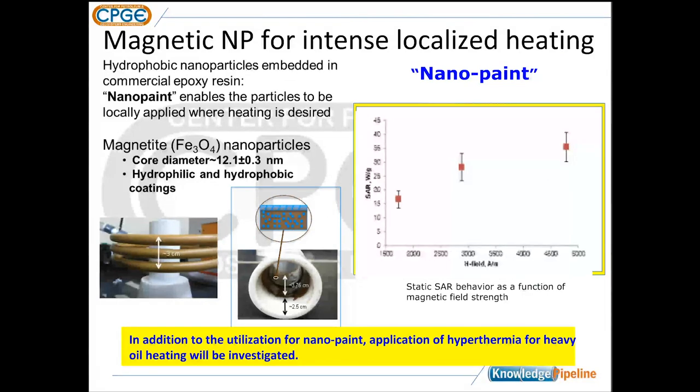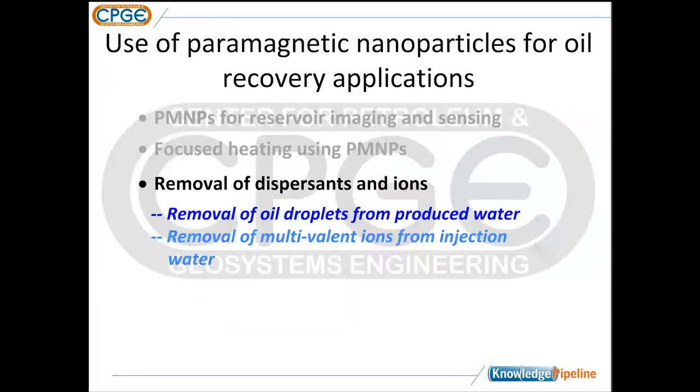We also created a nanopaint and painted the inner surface of a PVC pipe, as shown at the center here, through which we circulated water at a constant flow rate. We then inserted the whole flow loop into the magnetic oscillation coil, as shown on the left-hand side. You can see that the very rapid increase of temperature of the flowing fluid, flowing water, could be observed. And so water can be heated using magnetic nanoparticle paint very efficiently.